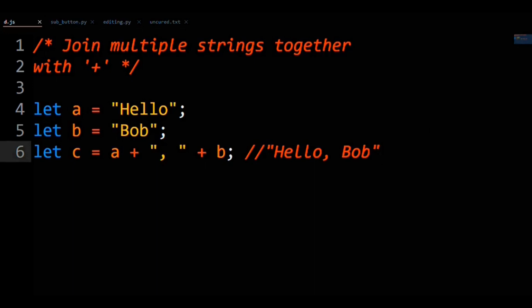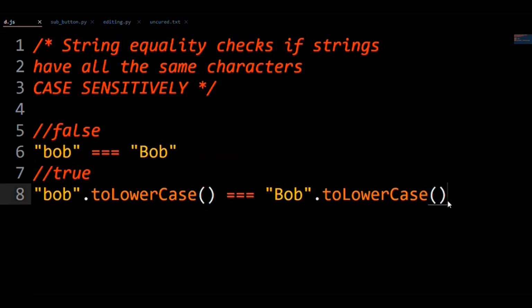Join together multiple strings in JavaScript with the plus sign. For example, if you have a string hello and Bob, you can join them together along with a space and a comma to make a full sentence of hello, comma, space, Bob. String equality checks if strings have all the same characters case sensitively. For example, bob all lowercase is not equal to Bob where the first B is capitalized.